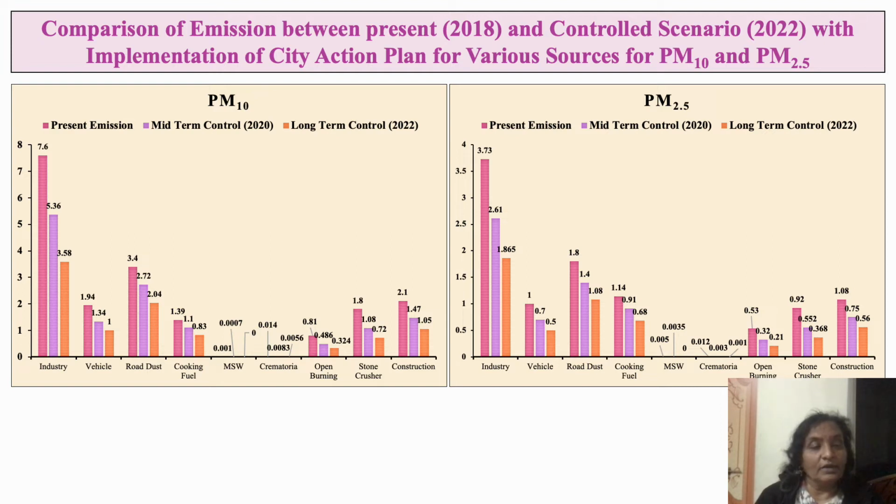Then for vehicles also we can see that there can be good reduction of emissions from the present to the mid-term and the long term control. Now, don't go by the year, because this study has been done for 2018, so long term is 2022. If some study is done today, then we can estimate mid-term and long term similarly.